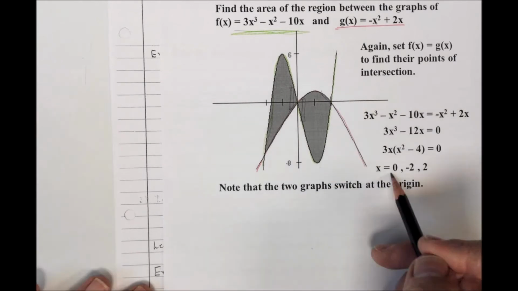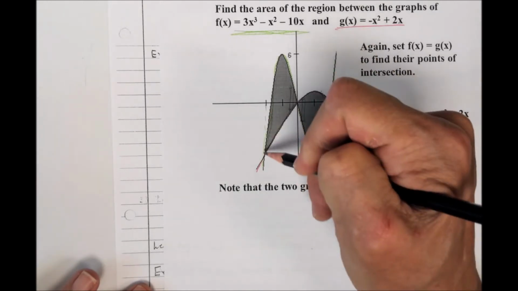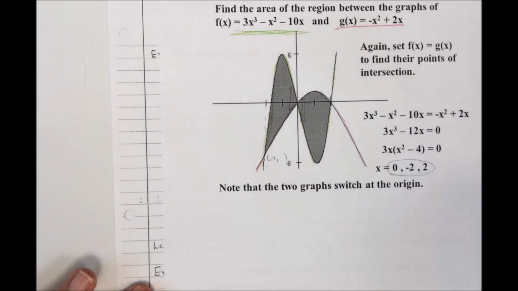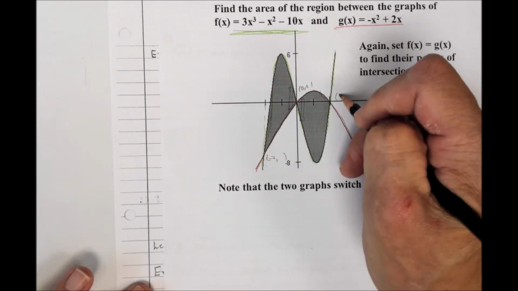So notice here at 0, -2, and 2 are where my points of intersection are right there. There's -2 something. At 0 that looks like 0, 0. And at 2 that looks like 2, 0.